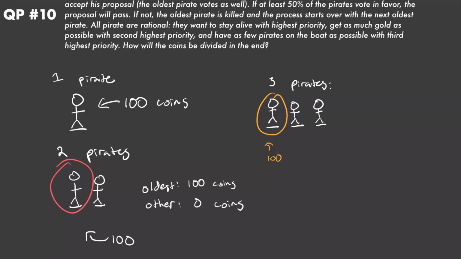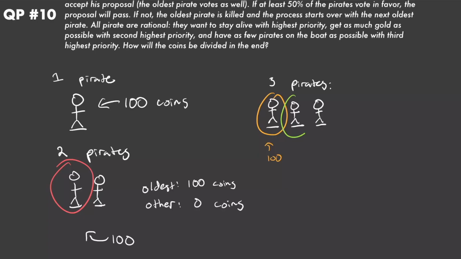And the oldest pirate is rational, so he does not want to die, right? If he proposes a distribution such that the other 2 vote against it, well, then he's going to die. So his highest priority is to stay alive, so he does not want to do that. So this pirate right here is going to have to come up with a distribution such that one of these pirates will end up voting for him, right?